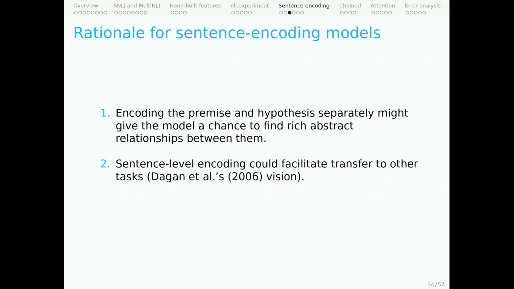Here's what I take to be the rationale. I kind of alluded to this before. So first, encoding the premise and hypothesis separately might give the model a chance to find rich abstract relationships between them. You might think that that's a very human way of doing this. Like, I have an understanding of the premise, an understanding of the hypothesis, and then there's a subsequent step of figuring out what their relationship is. And that's more or less directly encoded in this class of model. And in addition, this is the Ido Dagan dream, sentence level encoding could facilitate transfer to other tasks. So, yeah, if you wanted to do the GLUE benchmark, for example, then it's really natural to choose a sentence encoding model so that you could use the premise or hypothesis in one of the sentiment tasks or in one of the grammaticality judgment tasks and stuff.